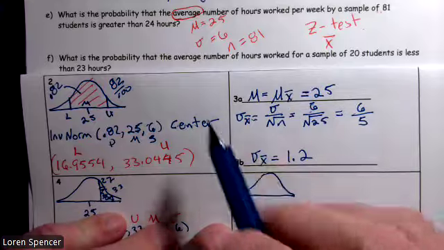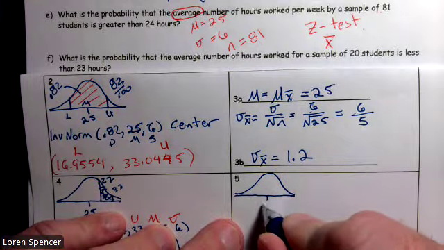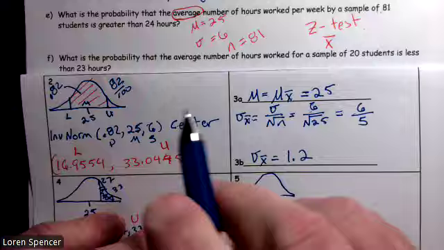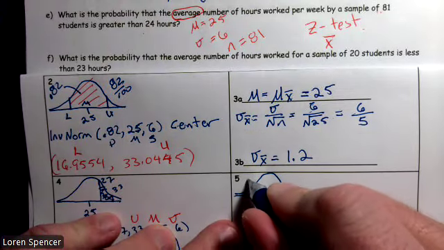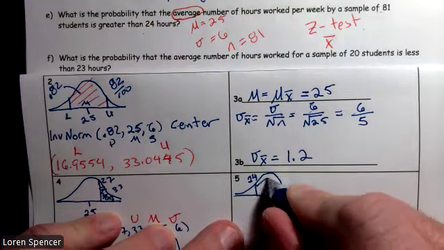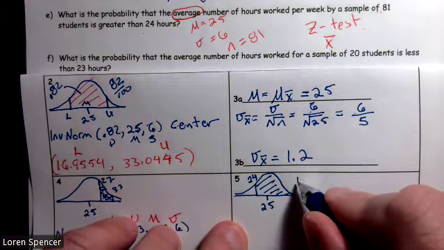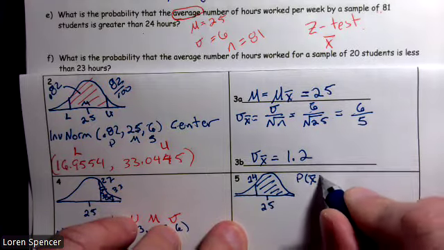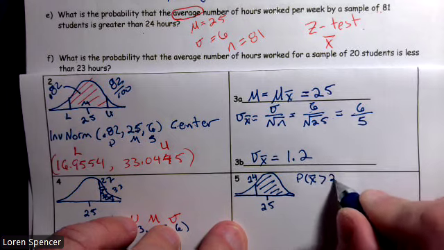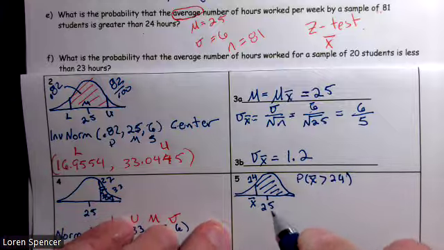We have a mean. Our mean is still 25. But they said greater than 24. Well, 24 is down here below it, but they said greater than, so we're shading up. All right? So we're looking for the probability that X bar, please remember it's X bar, is greater than 24. And I'll tell you how to remember that it's X bar in just a second.